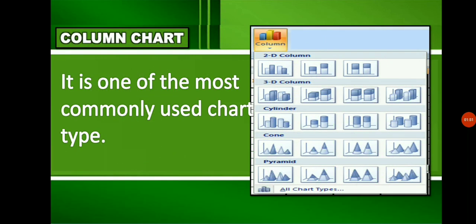Let's talk about the column chart. A column chart is one of the most commonly used chart types. Why? Because it is used to show the changes in data over a period of time or to illustrate comparisons among items. The values are displayed using vertical or rectangular bars. The taller the column, the greater the number of times the value occurs. Column charts make it easy to see the differences in data being compared.